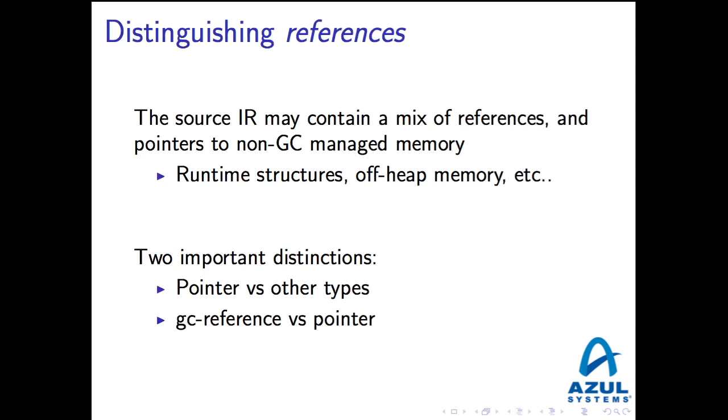So the first problem we need to solve is distinguishing references in the IR. It's important to note that your typical IR, when you're compiling for a garbage collected language, will include references to both GC objects and pointers to non-GC managed objects, for example, runtime structures. Then we essentially have two sub-problems to solve here. We need to be able to distinguish between two classes of pointers, and then we need to make sure that the IR isn't manufacturing pointer values for us, so that we know we actually have a pointer when we're passing it to the GC.